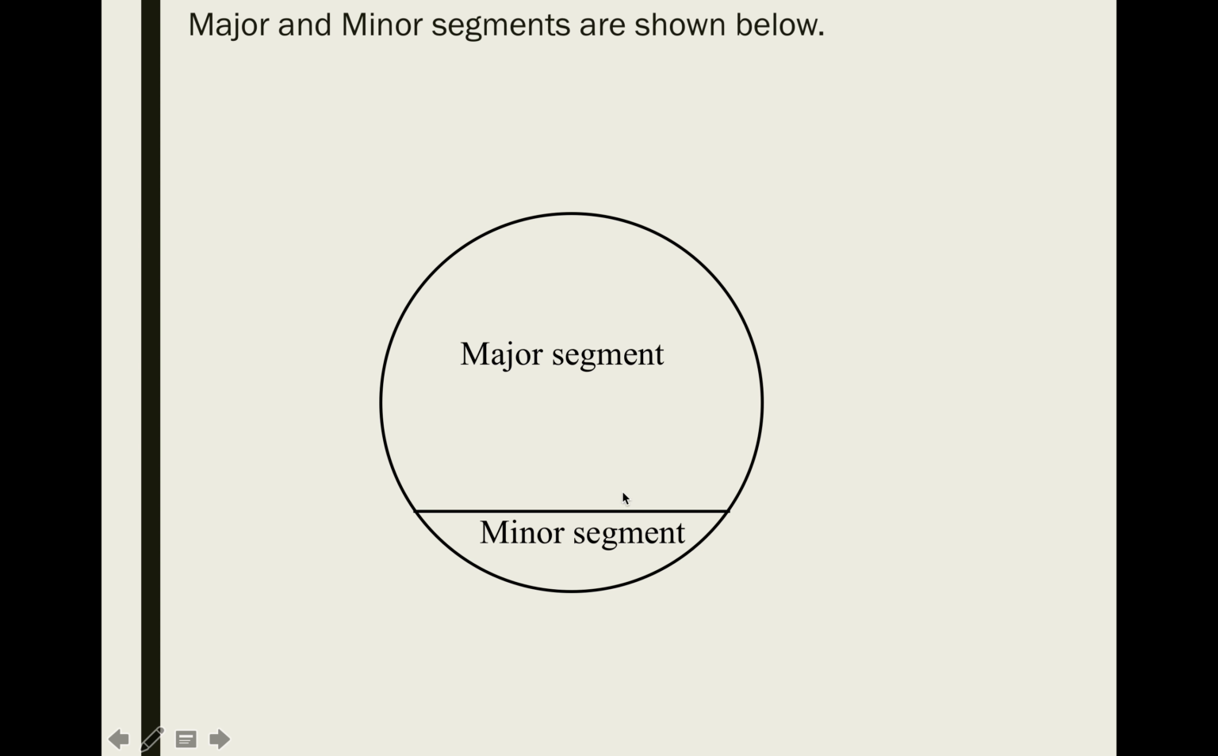So here I have my circle. Here's my chord, from one point to the other. The minor segment would be the part that's smallest, the major segment would be the part that's biggest.